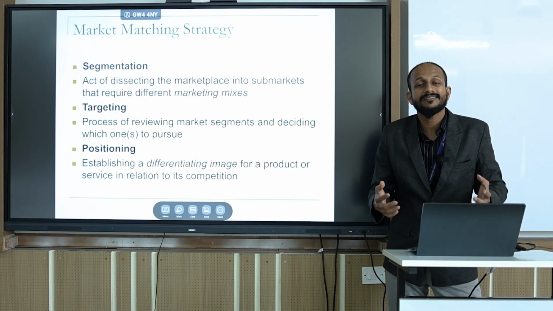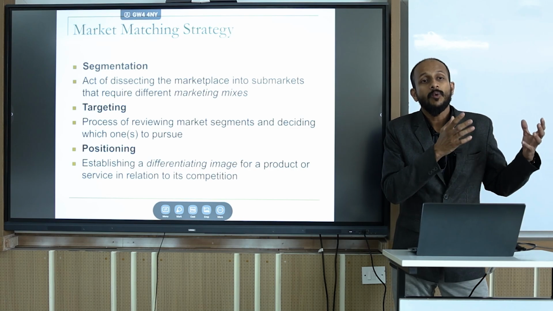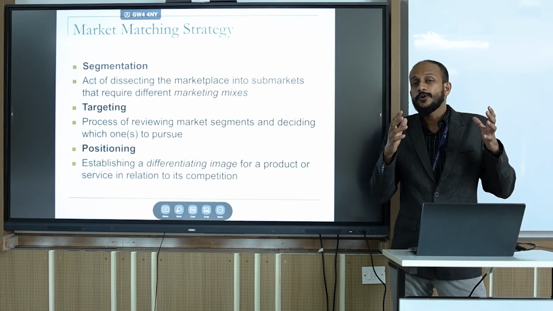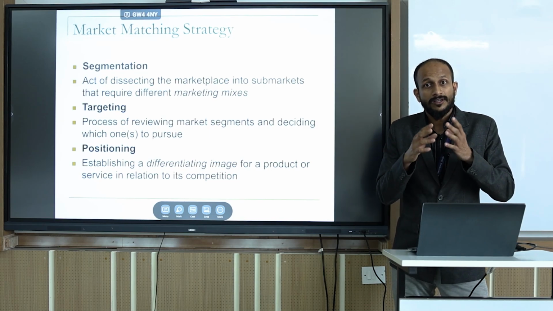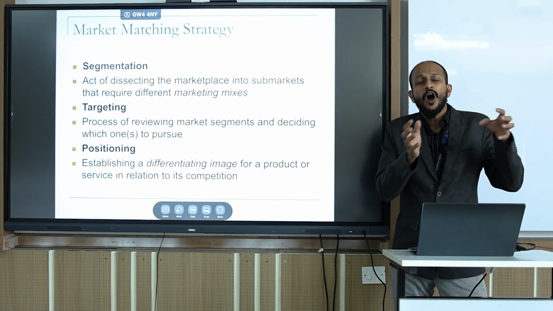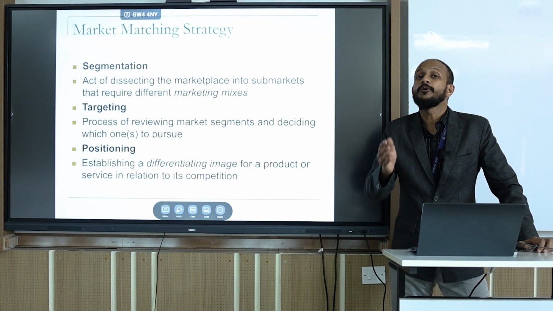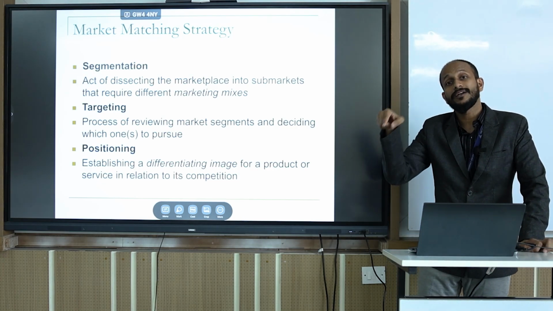Do you offer a paste like Sensodyne to people who don't have teeth? Or do you offer Sensodyne paste to people who have normal teeth, which is not sensitive? Or do you offer Sensodyne paste to people who have sensitivity? This is what we call targeting.